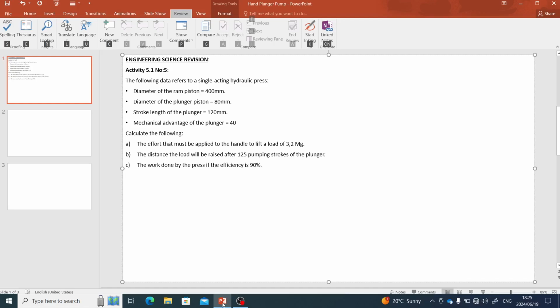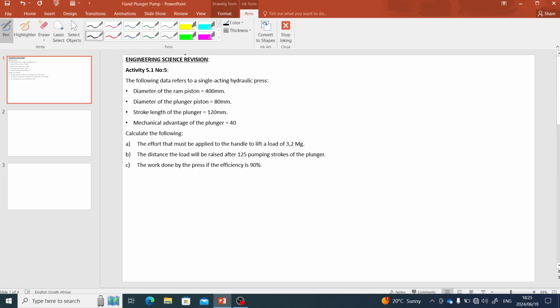Very good people. Let us look at this equation on hydraulics. That would be activity 5.1, number 5. The following data refers to a single acting hydraulic press. A diameter of ram.